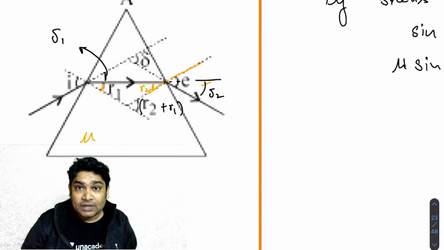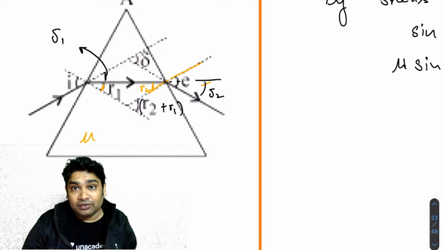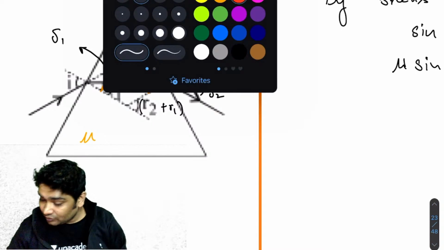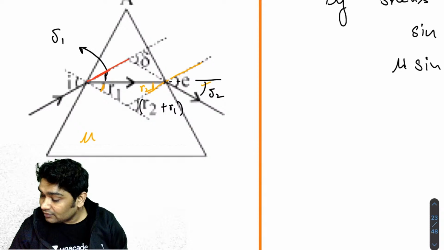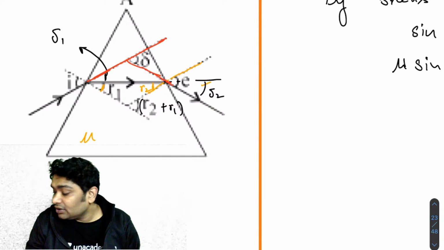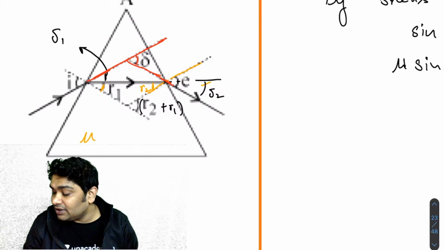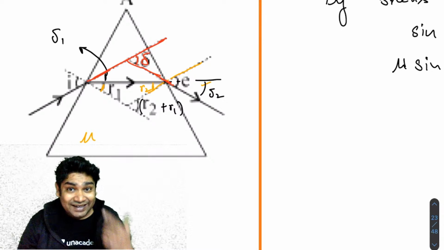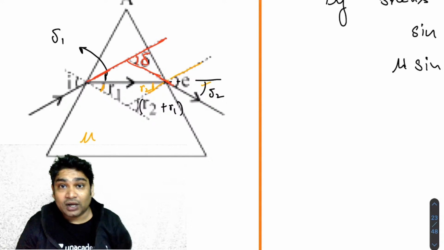And the net deviation would have been equal to, this is the original path of the incident light, and this is the final path of the emergent light. So the angle between them is delta, which is the net deviation produced by the prism. Now this delta would be equal to delta 1 plus delta 2, correct?